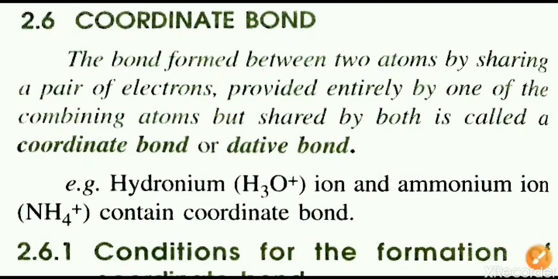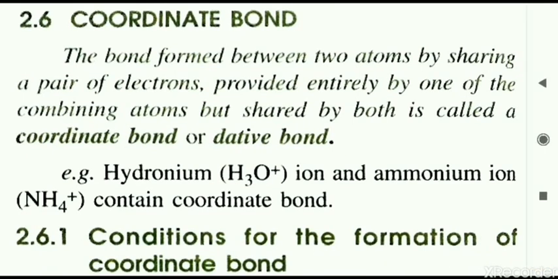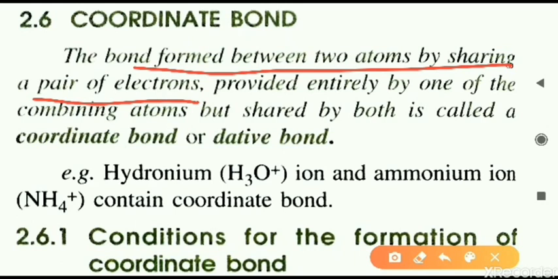What is a coordinate bond? The definition is given here: the bond formed between two atoms by sharing of a pair of electrons. If we read this definition, it seems to be the definition of a covalent bond. Then what is the difference? The difference lies in the second part, that the pair of electrons being shared is not shared equally. In covalent bonding, a pair of electrons is being shared.